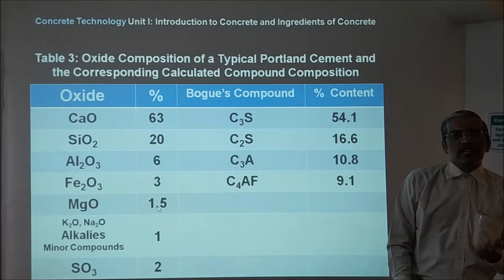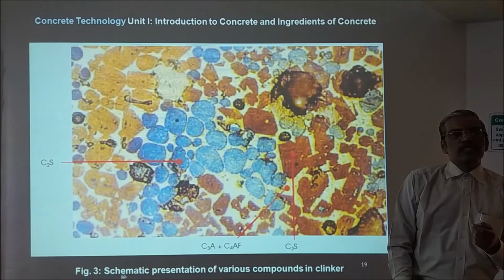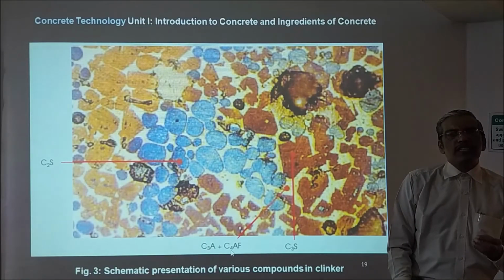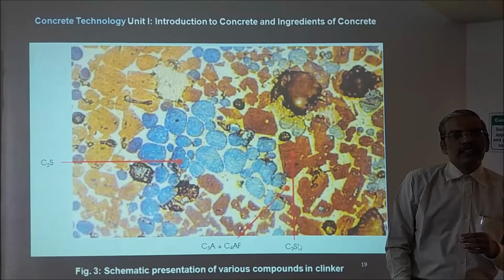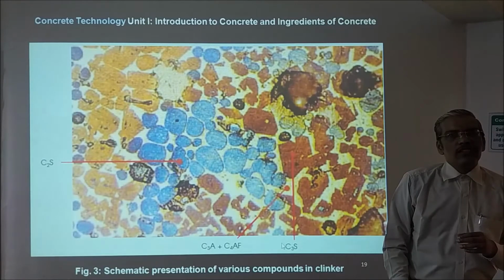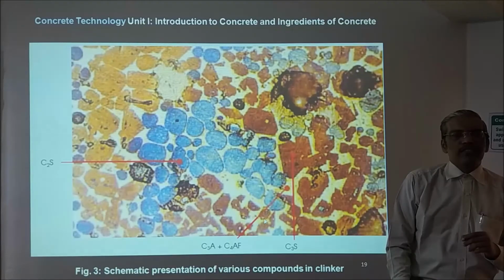Then MgO, magnesium oxide, is 1.5%. Then the alkalis, K2O and Na2O, are called the minor compounds, 1%, and sulfur trioxide is 2%. Here figure 3 shows the schematic representation of various compounds in the clinker. The figure is of clinker. Here we can see the blue color is C2S, the reddish color is C3S, and in between, the color is C3A plus C4AF.